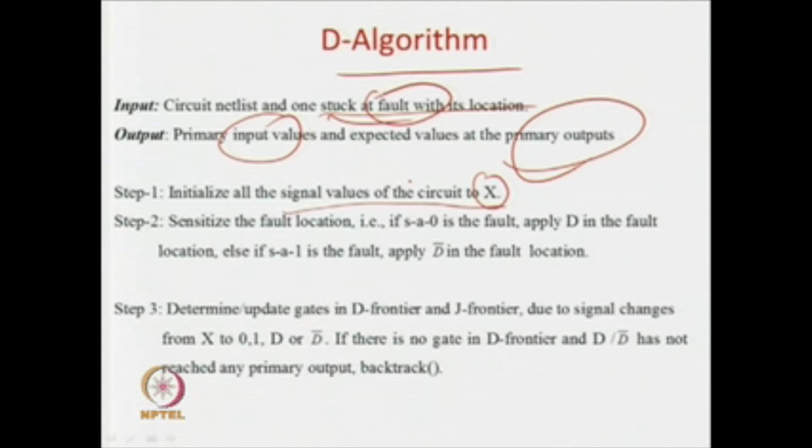The next stage is to sensitize the fault. You already know that if there is a stuck-at-0 fault, then you have to apply the signal value 1, and if it is a stuck-at-1 fault, then you have to apply the signal value 0. If it is a stuck-at-0 fault, you apply a 1, which means the normal value is 1, and because the stuck-at fault is there, the faulty value is 0, implying that it is D at the fault location. Else if it is stuck-at-1, then you apply a 0.